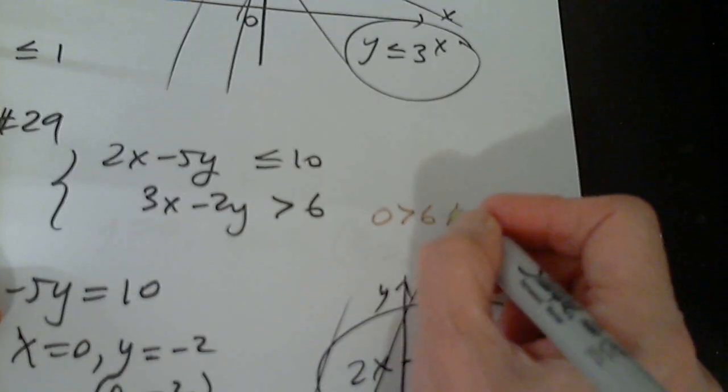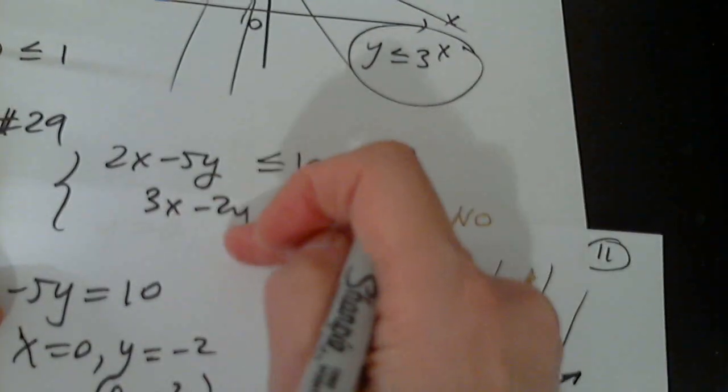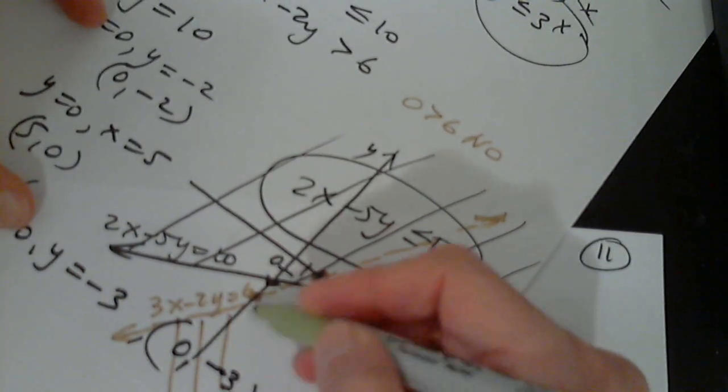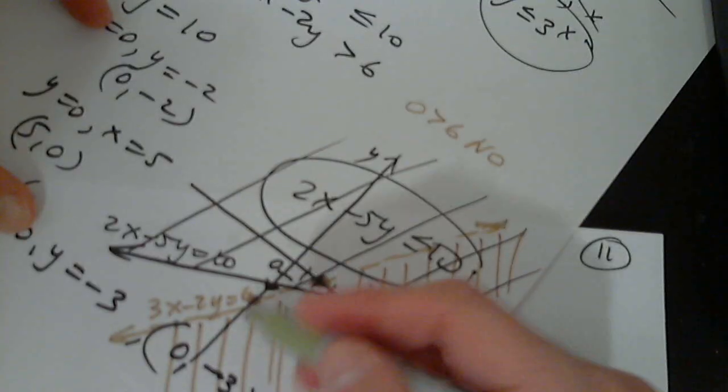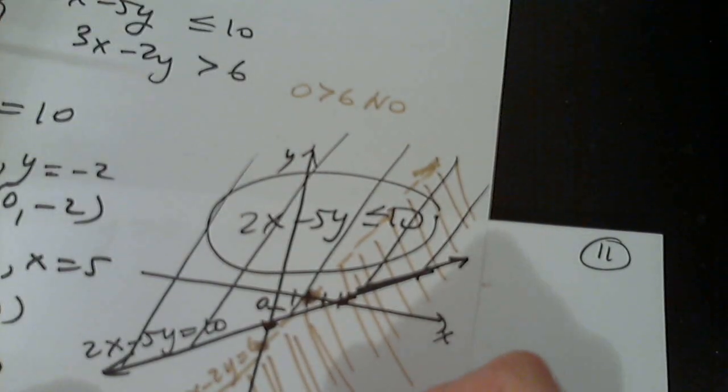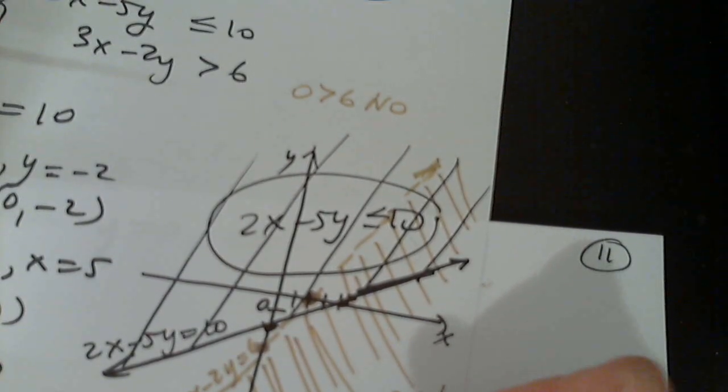0 greater than 6? No. 0, 0 greater than 6? No. So this is 3x minus 2y greater than 6.